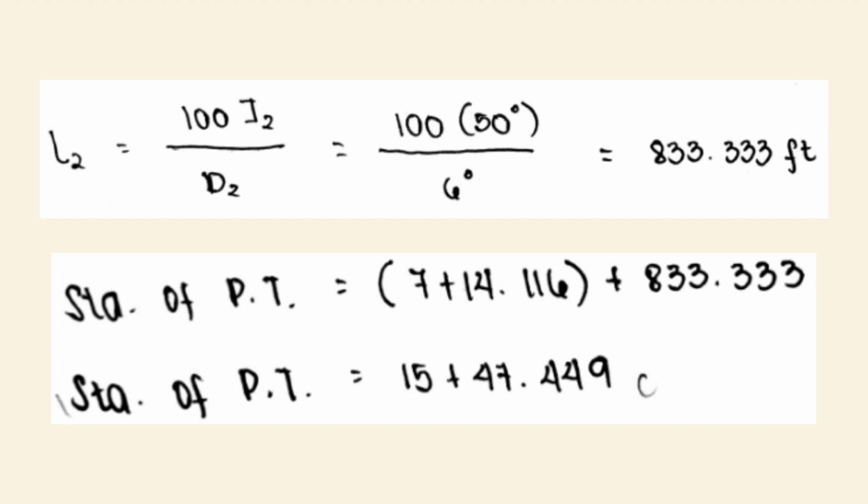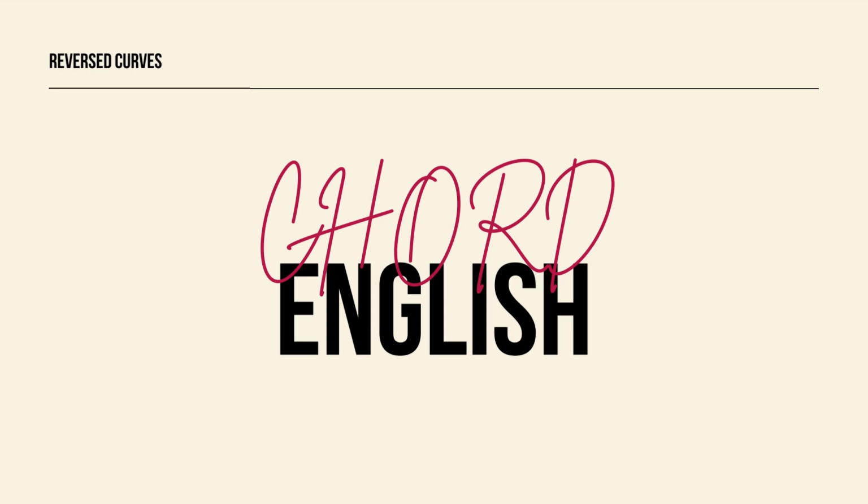The stationing of PT is simply the sum of the stationing of PRC and the value of our L sub 2. So it is 7 and 14.116 plus 833.333 feet. Thus, the stationing of the PT is equal to 15 and 47.449. Now, let's solve the same problem, but this time using the chord basis.